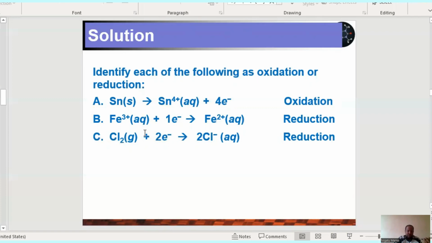The oxidation number of iron decreases from +3 to +2, because it gains what? 1 electron, and the process is known as what? Reduction. And the oxidation number of chlorine changes from 0 to -1 because chlorine gains an electron. This one also is reduction.